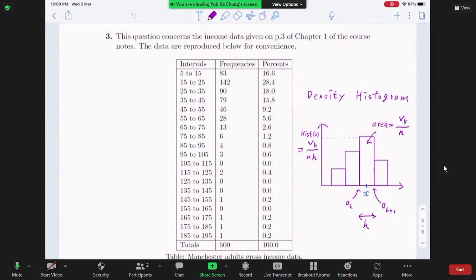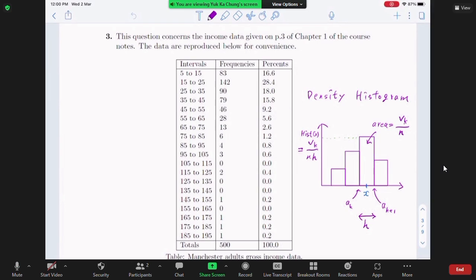So Vk represents the number of data falling within a particular class interval. A key feature of a histogram is that we use the area to describe the amount of the data falling in that class interval. We focus on the area, not the height.